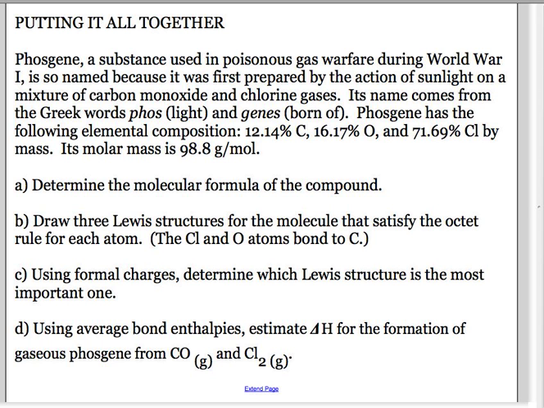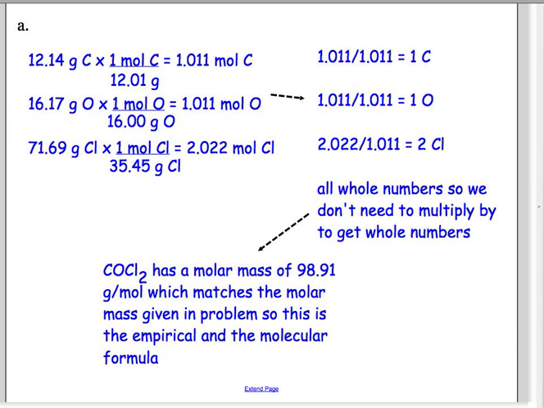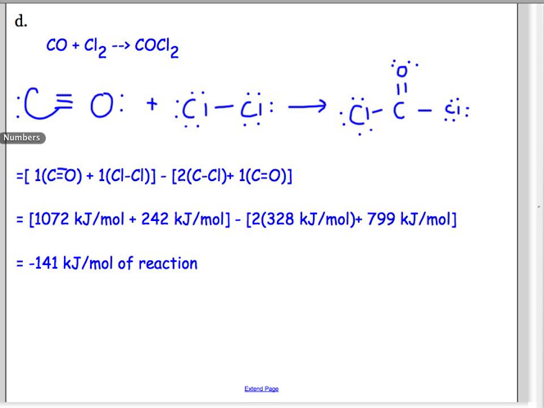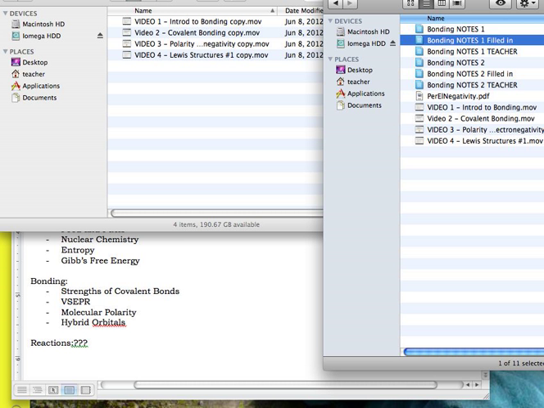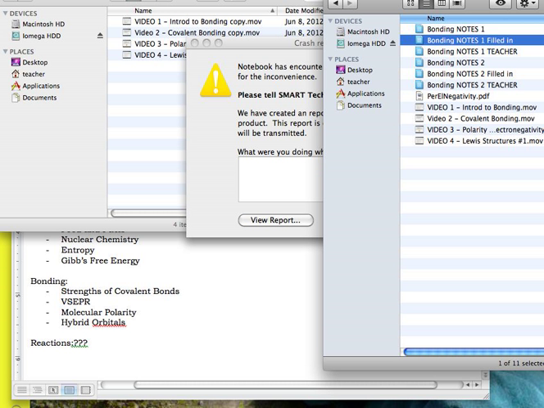And the very last thing is using the average bond enthalpy, which you have back in your notes, to estimate the delta H. So you're taking carbon monoxide, reacting it with chlorine, and making phosgene. People freak out because they say, oh my god, I don't know what phosgene is. But you just figured out what it was. You know it's COCl2, so that's what you're making. So when you write your equation, I have carbon monoxide plus chlorine gas making phosgene.